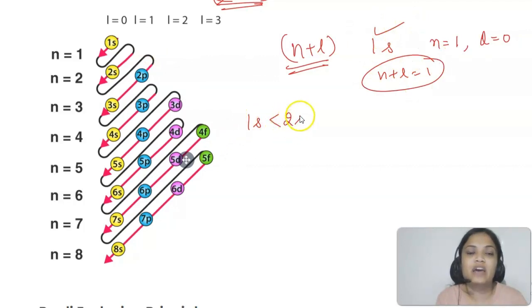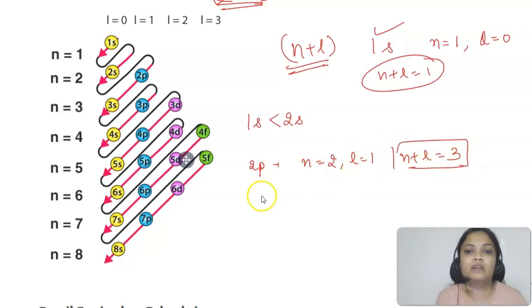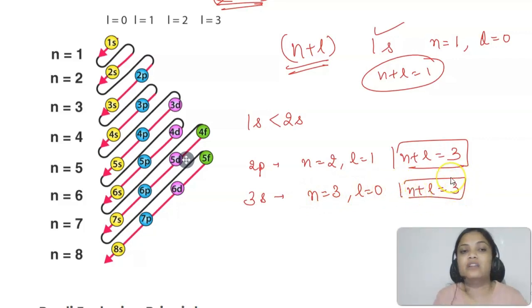After that we have 2s. Okay, now after 2s, 2p will come or 3s will come, that we have to see. So let's see 2p. For 2p, n is 2 and l is 1. So the n plus l value will be 3 for the 2p orbital. Now let's see for the 3s orbital. So n is 3 and l is equal to 0. Now the same rule applies here, n plus l is 3. Now the value is 3. That is the same for both of them.